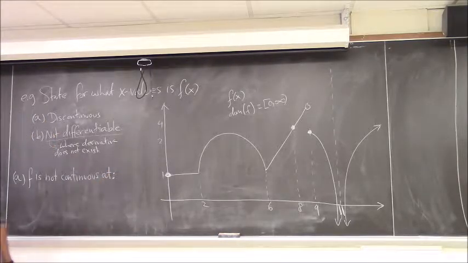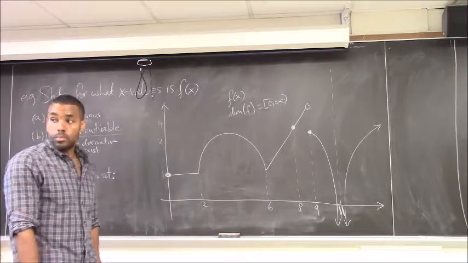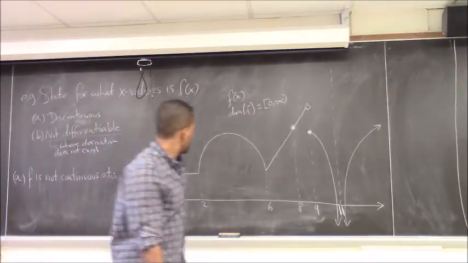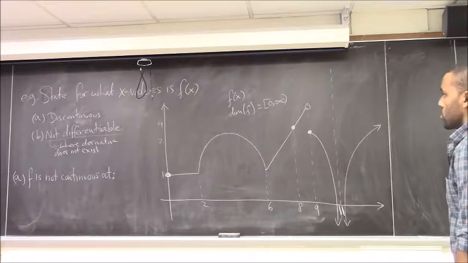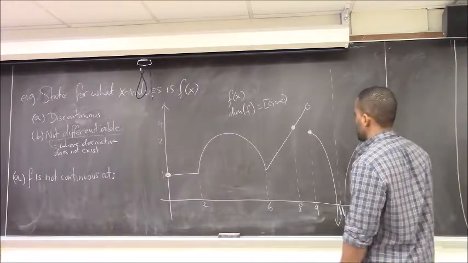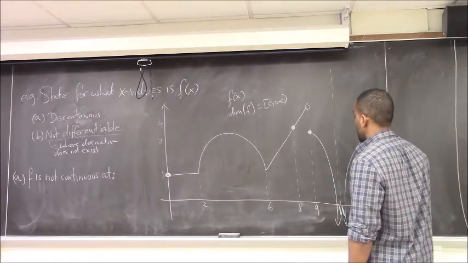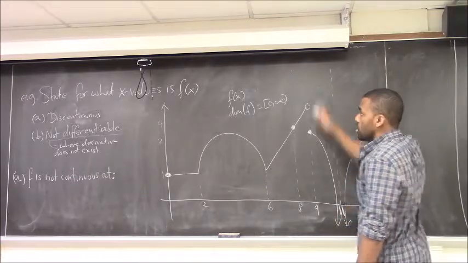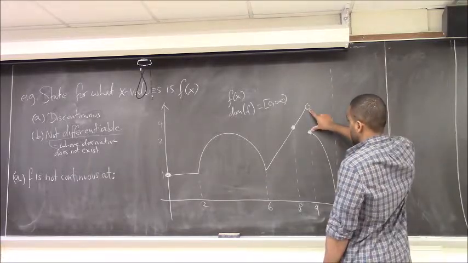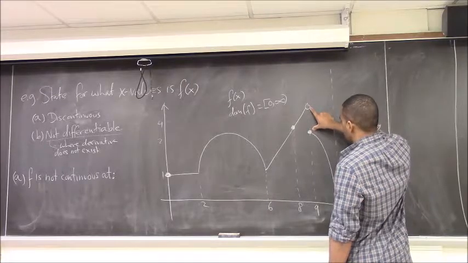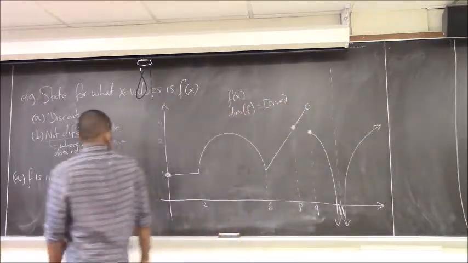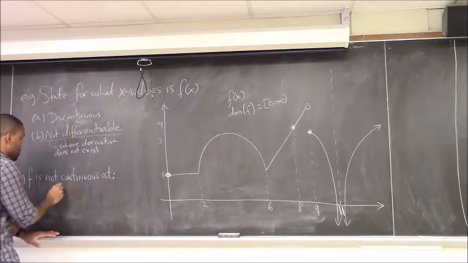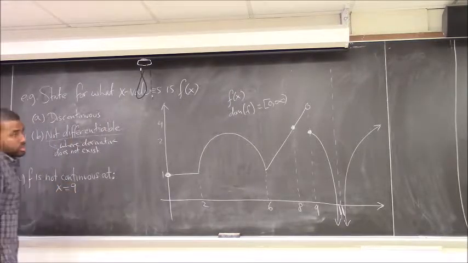Where's our function not continuous? At x equals 9. So here I have both a hole and a jump, but either one is good enough to make it not work. So it's not continuous at x equals 9.